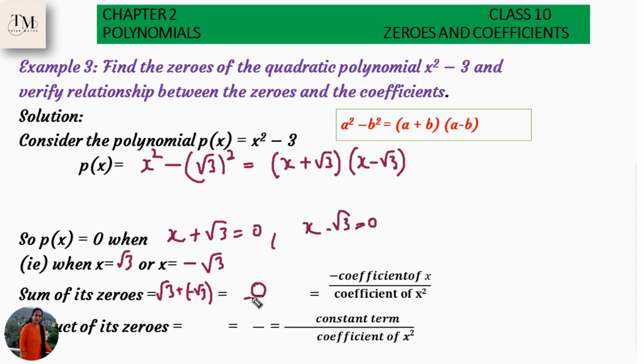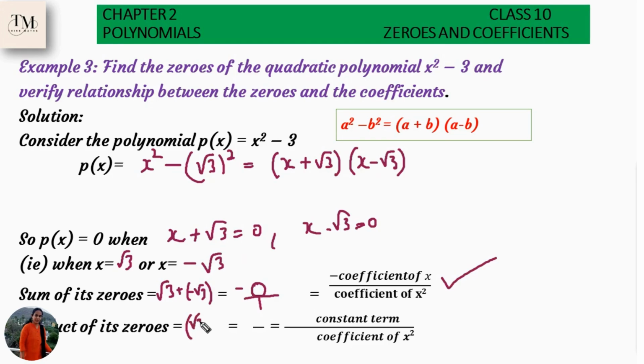So this is 0 divided by 1. There is no coefficient of x, so it means 0x. So this is nothing but, you can write, minus coefficient of x divided by 1, which is the coefficient of x square. So this is proved. Next, product of zeros.